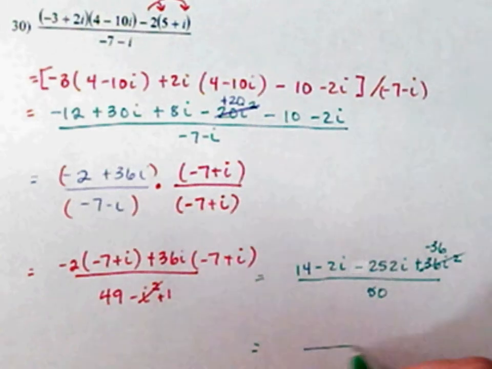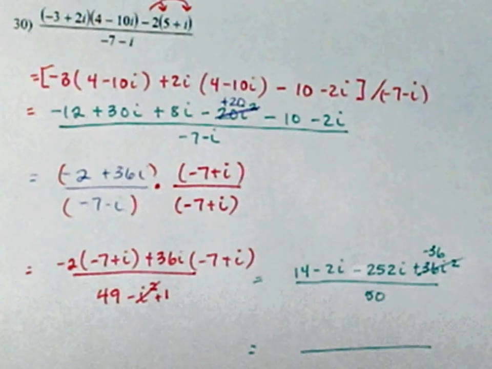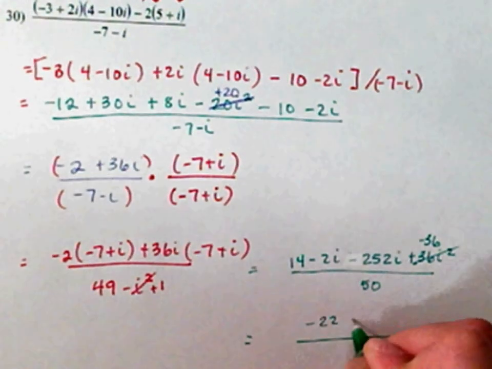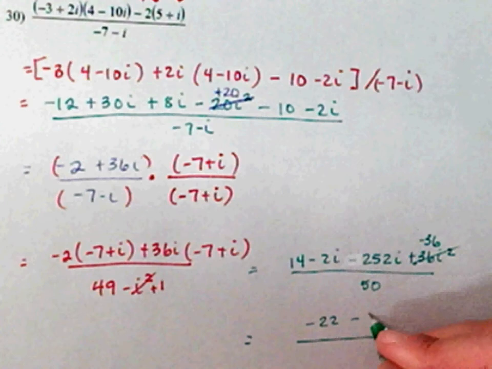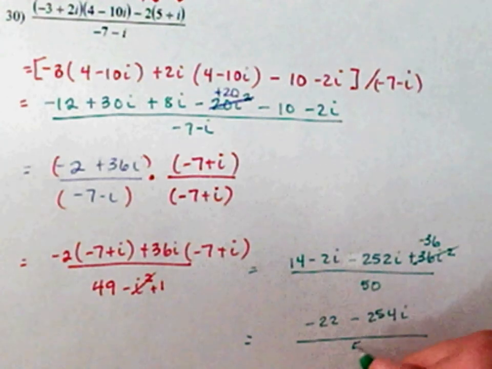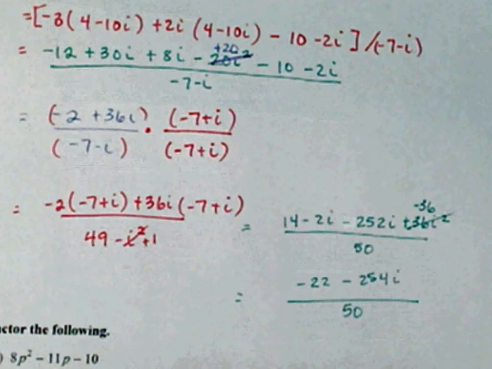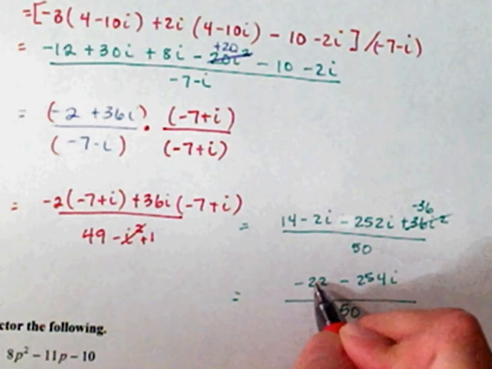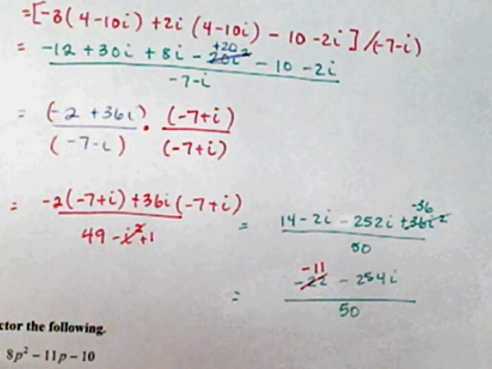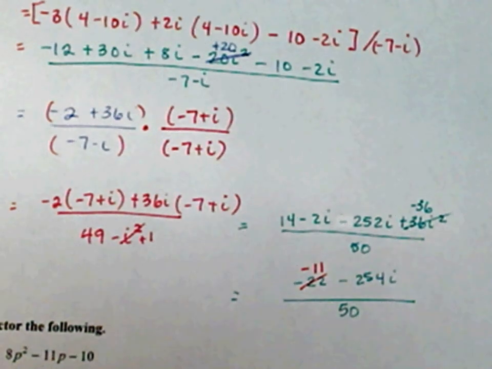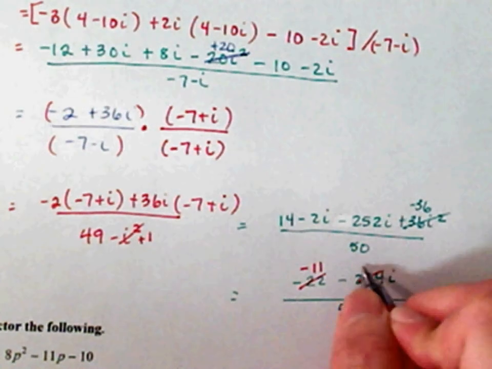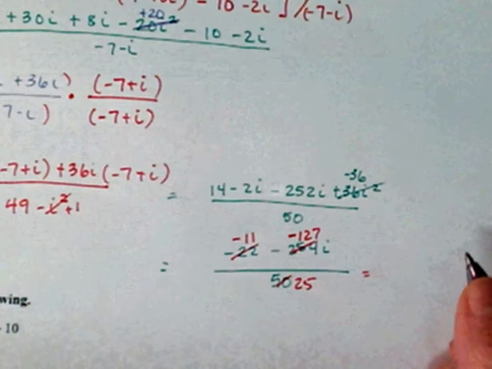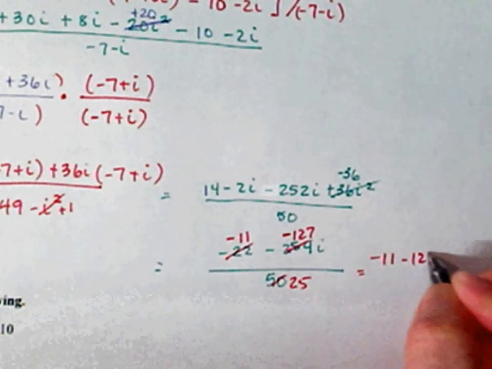Continue to simplify. 14 minus 36 comes out to be negative 22 minus 254i over 50. Okay? Anything that goes into all of those? Let's try 2. Negative 22 divided by 2 is negative 11. Negative 254 divided by 2 is negative 127, and this is 25. So, your final solution is negative 11 minus 127i all over 25.